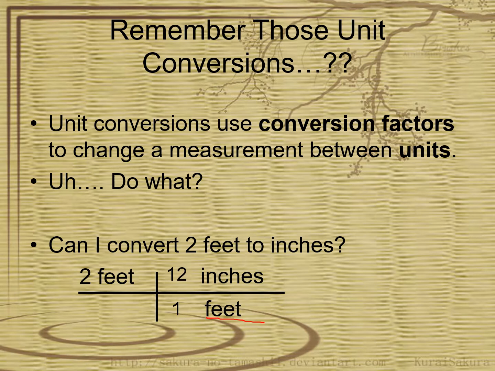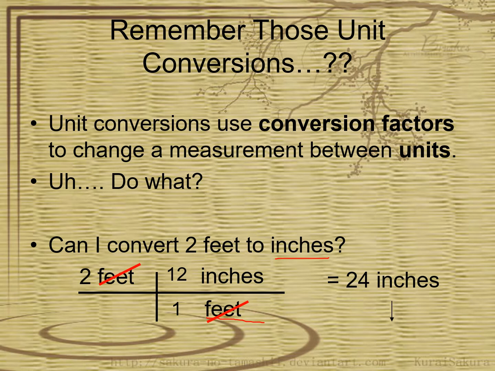So at this point, we can do the math that's involved. Because feet are diagonal from each other, feet divided by feet is 1, so we cancel them out. And we end up with inches, which is what we wanted. So now we do the math. You multiply the numerators together, and then you multiply the denominators together, and then divide them out. So this ends up being 24 inches because 2 times 12 is 24, and it was just over 1. So 2 feet is equal to 24 inches. What did we do? We changed the unit.